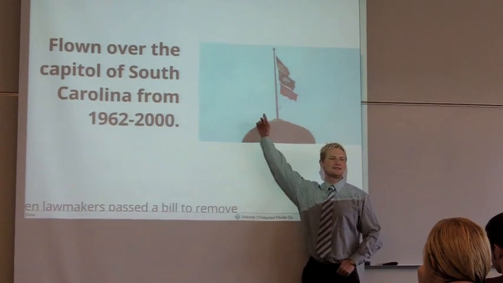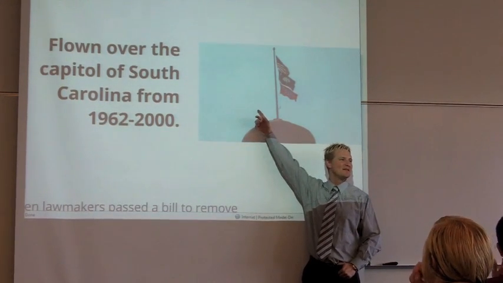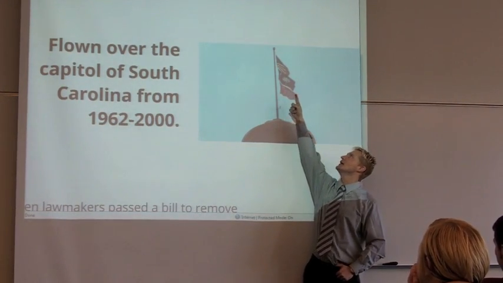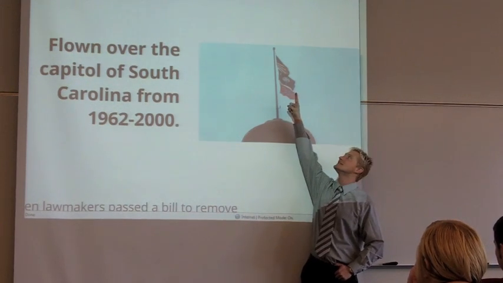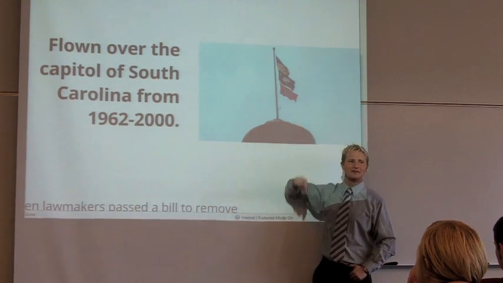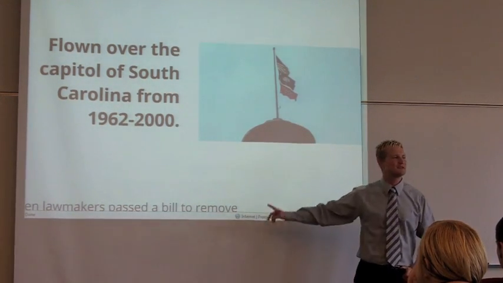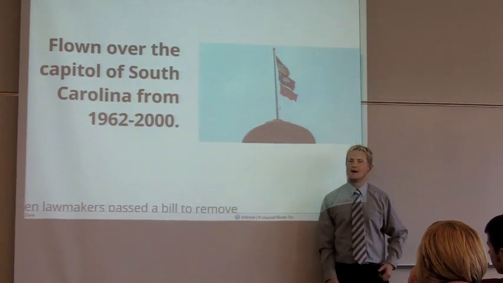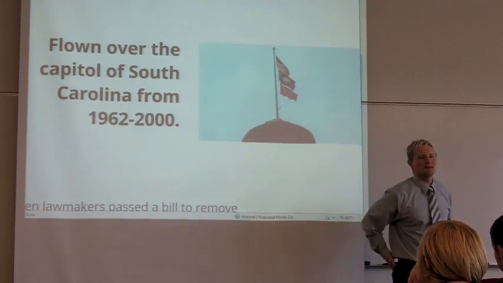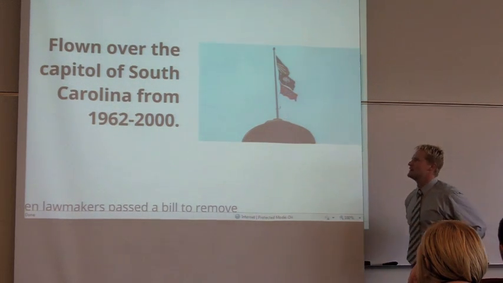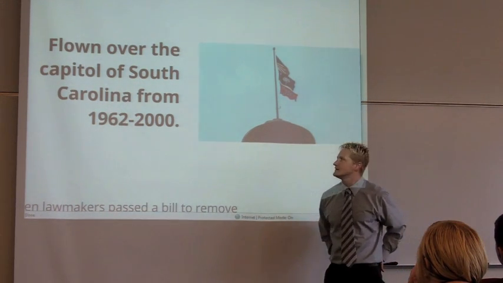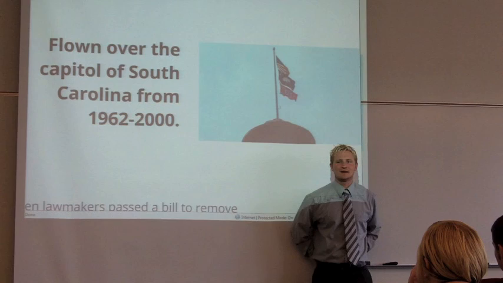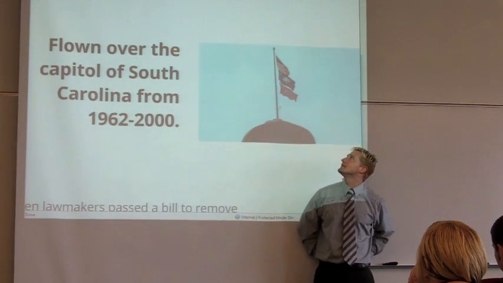South Carolina hoists up the Confederate flag above the state capitol. It went American flag, state flag, Confederate flag. Just like that. This is a picture from the South Carolina Capitol Dome. Almost 40 years it flew on top of there. And the reason it went up, well, I don't know the reason. It was 1962. That was the Civil Rights era. So times were a lot different.